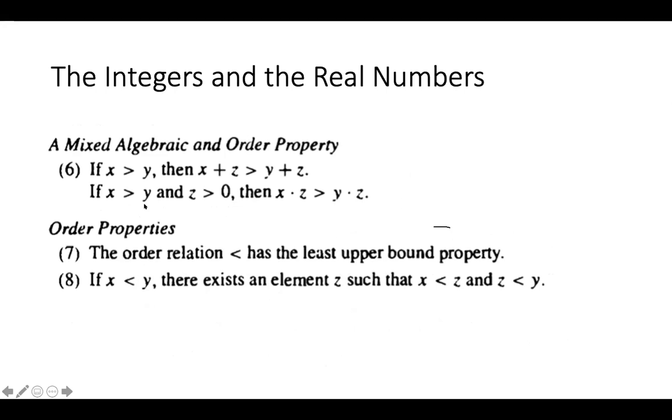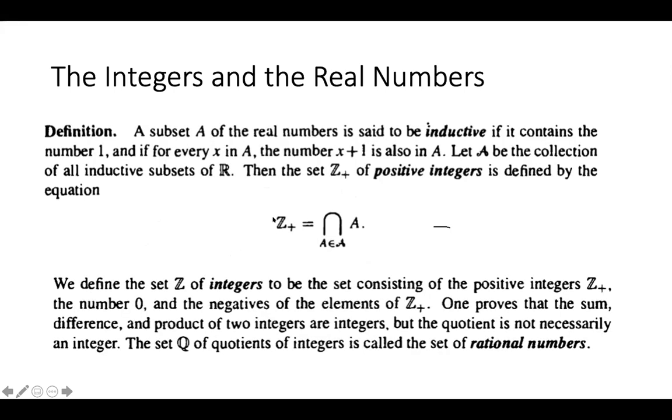And the same with if x is greater than y and z is greater than zero, then x times z is greater than y times z. So let's look at some definition of what integers are. The way to define integers is to use this idea of something that is inductive and contains the number one. So we say that A is a subset of real numbers if it contains the number one, and for every x in A, x plus one is also in A, where A is the collection of all inductive subsets of R.